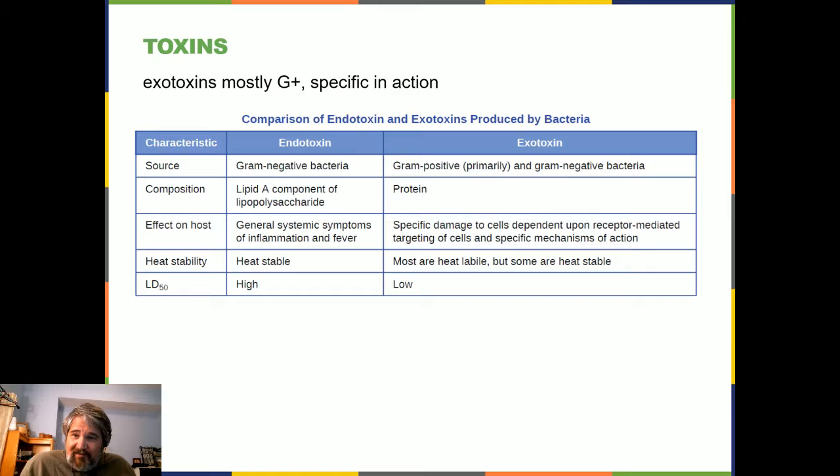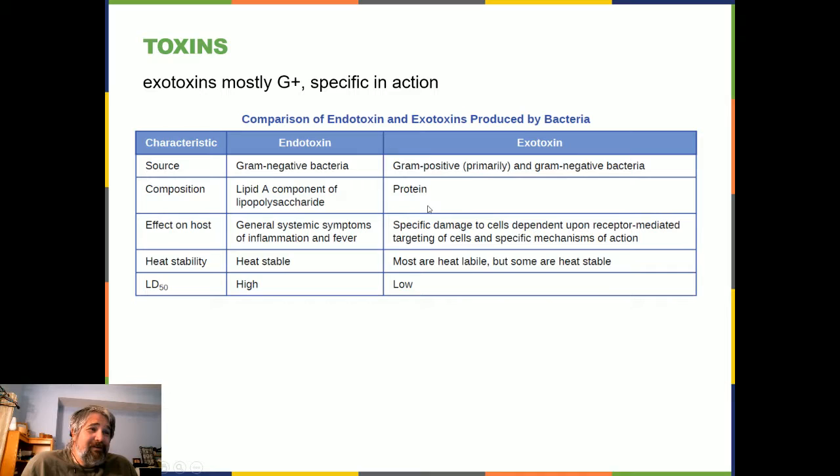So here are some toxins. Exotoxins are mostly produced by gram-positive bacteria and are very specific in their action, as opposed to the endotoxin, which induces a uniform inflammatory response. But comparing the two, gram-negative bacteria produce endotoxins, gram-positive mostly produce exotoxins. The lipid A component of the lipopolysaccharide. Exotoxins are protein.